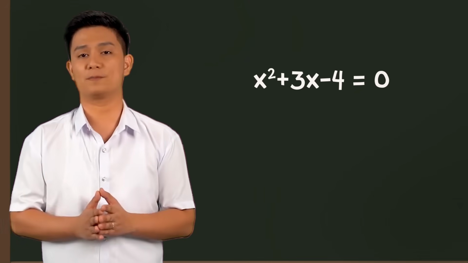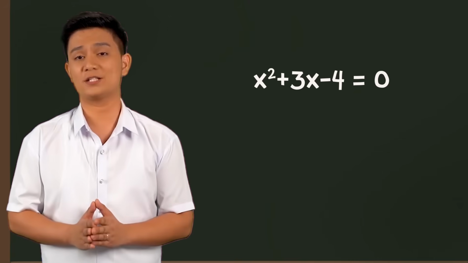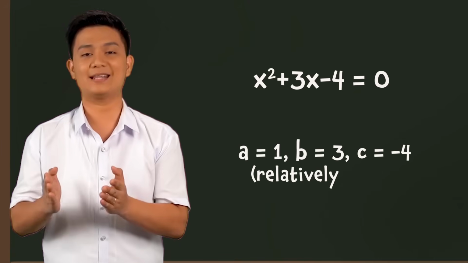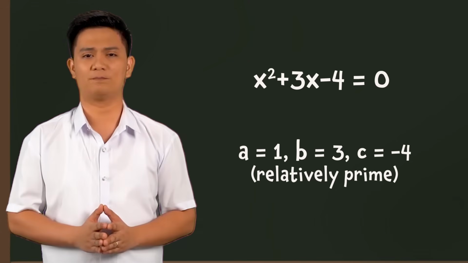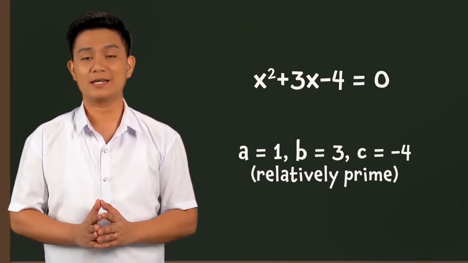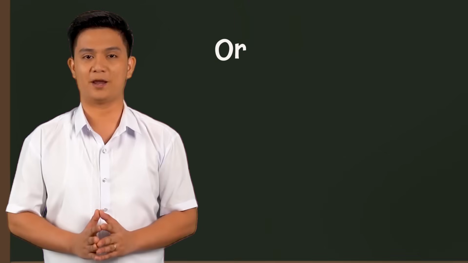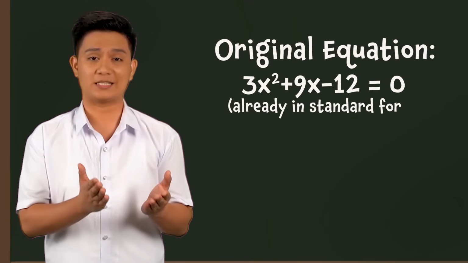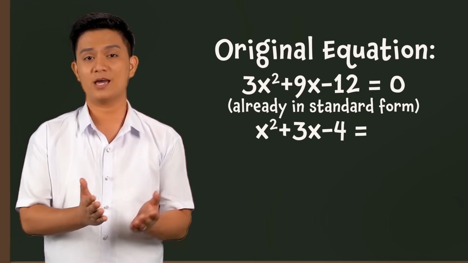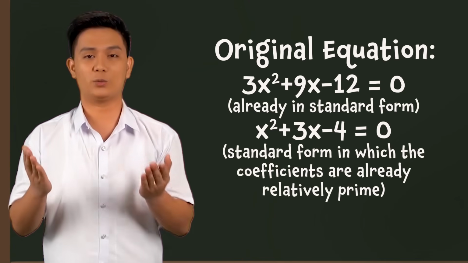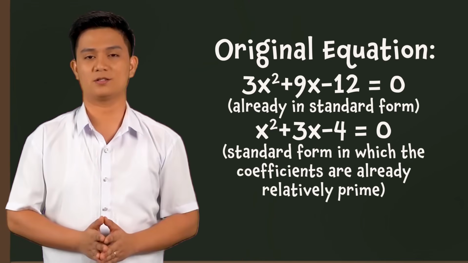in standard form. Here, the values of the coefficients are as follows. A is 1, B is 3, and C is negative 4. Notice that their GCF is already 1, therefore, they are considered relatively prime. So we say that 3x squared plus 9x minus 12 equals 0, and x squared plus 3x minus 4 equals 0 are equivalent quadratic equations.